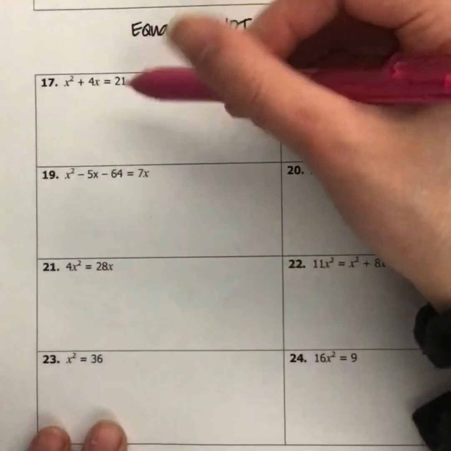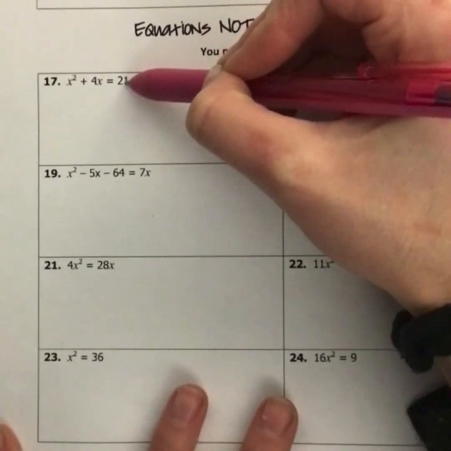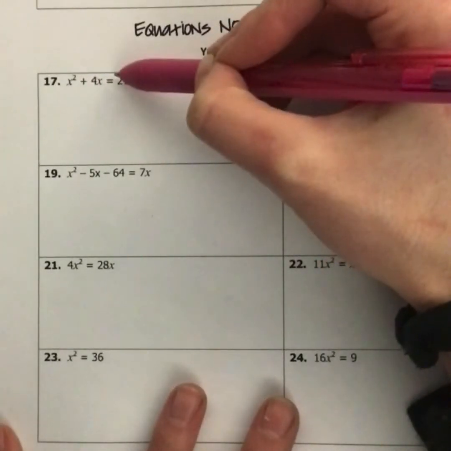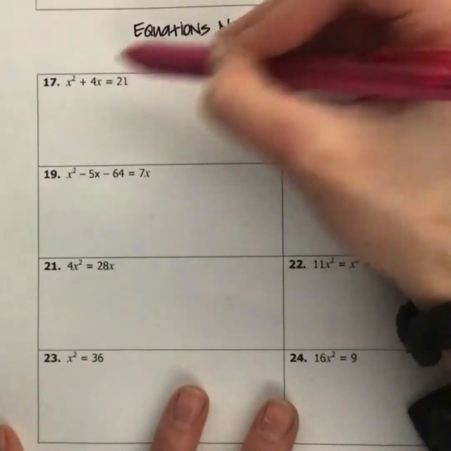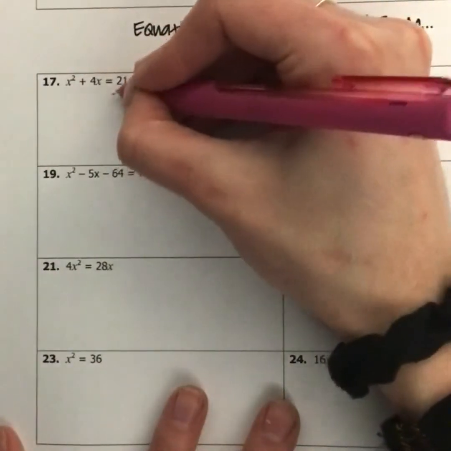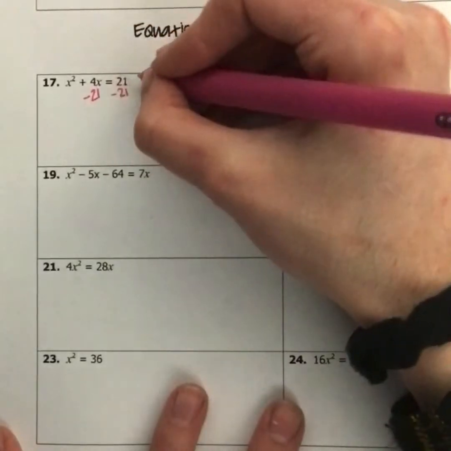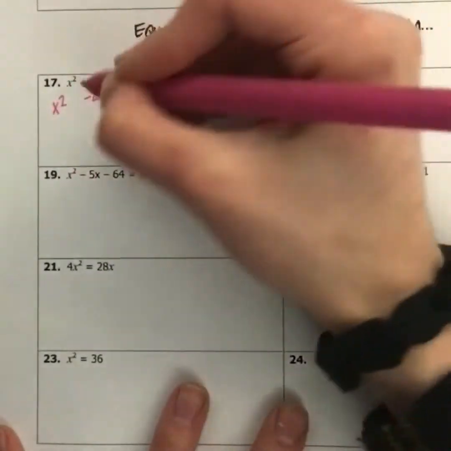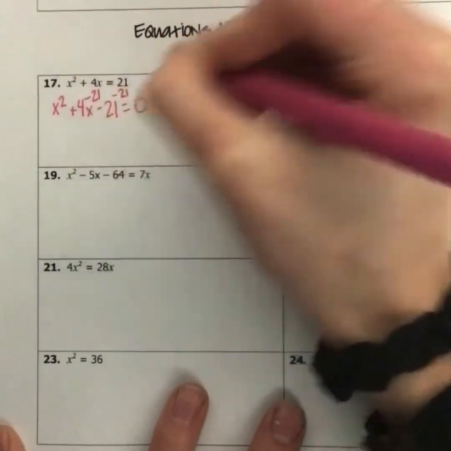So let's look at number 17 here first. I have x squared plus 4x equals 21. And I want this to be equal to 0. So that means I need to move this thing that's over here all by itself. Since it's a positive 21, I need to subtract 21 from both sides. Now my equation would say x squared plus 4x minus 21 equals 0.